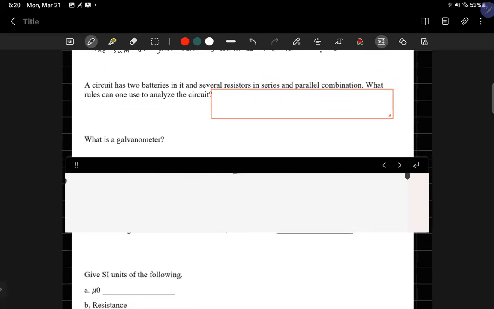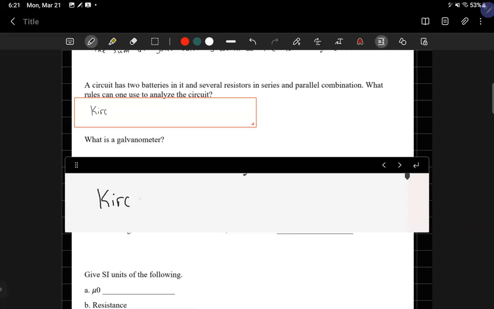The next part says a circuit has two batteries in it and several resistors in series and parallel combination. What rules can you use to analyze the circuit? So what rules did we use whenever we had a bunch of resistors in series and parallel and we had a bunch of batteries? Kirchhoff's law? Yes. Kirchhoff.